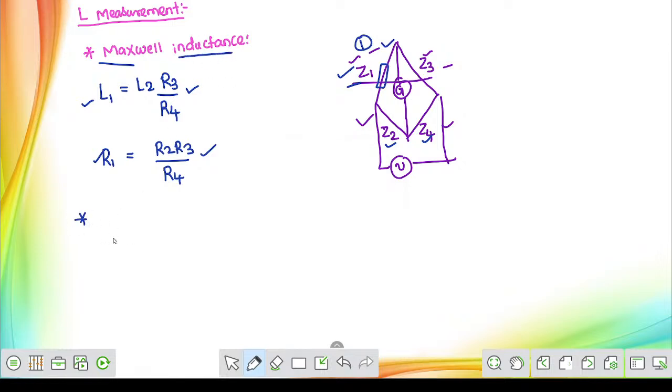As I told, the second method is the Maxwell inductance capacitance bridge method. So when we are dealing with the second method, Maxwell inductance capacitance bridge method, how to calculate the unknown factor? I will tell you as usual.